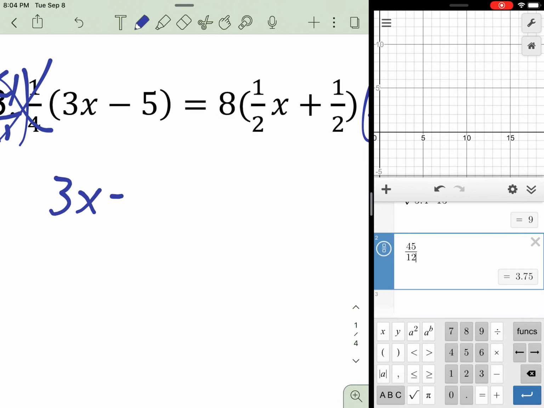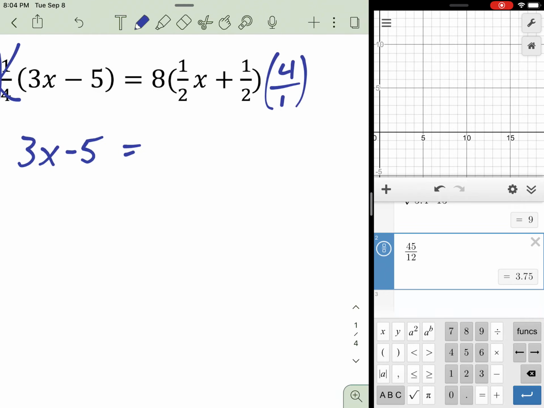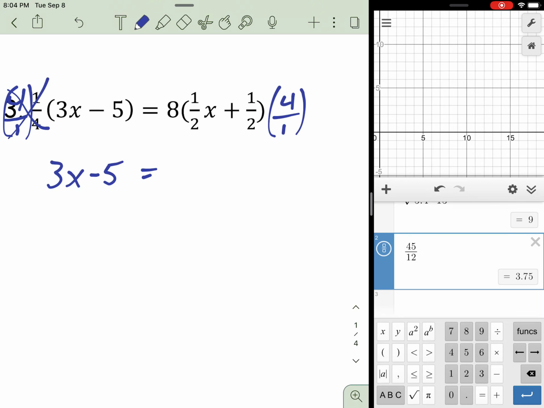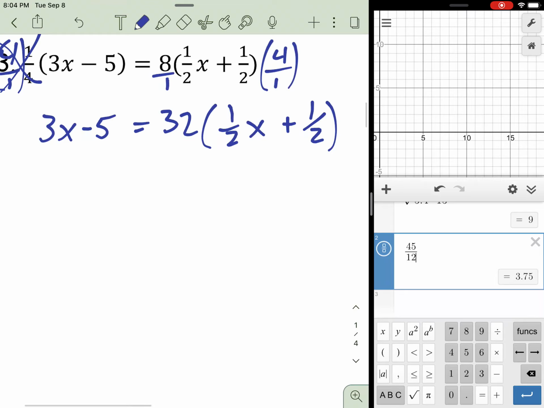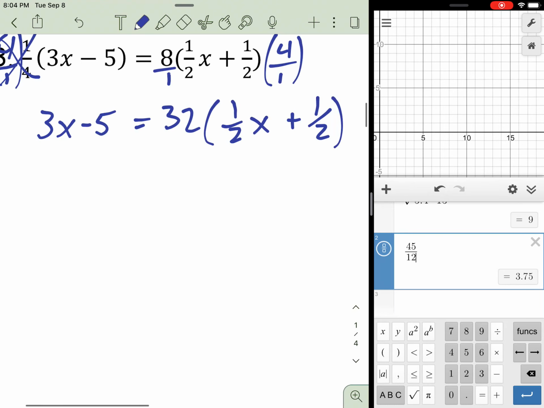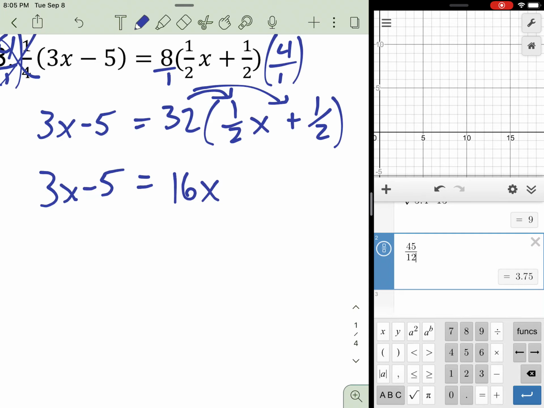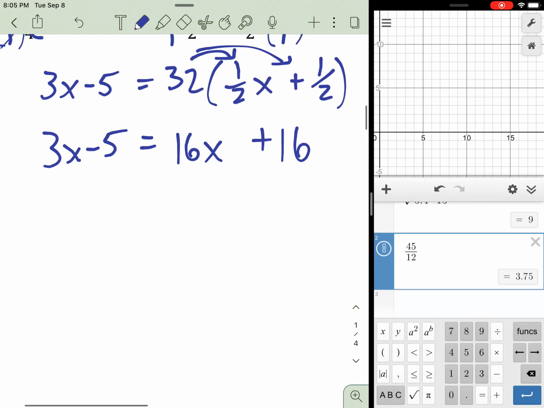So now I'm just left with 3x minus 5. We can drop the parentheses because there's nothing outside of it anymore. Okay, and then the 4/1, let's just multiply that by the 8, and that gives us 32/1, which is just 32, times 1/2 x plus 1/2. All right, so now at this point, we don't have any choices. We have to distribute that 32 or divide, and then it could get really messy. So 3x minus 5 on the left, and then multiply the 32 through when you use distributive property. Well, half of 32 is 16, and the same thing right there.